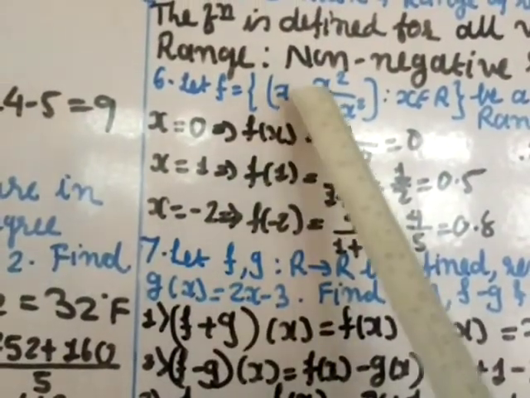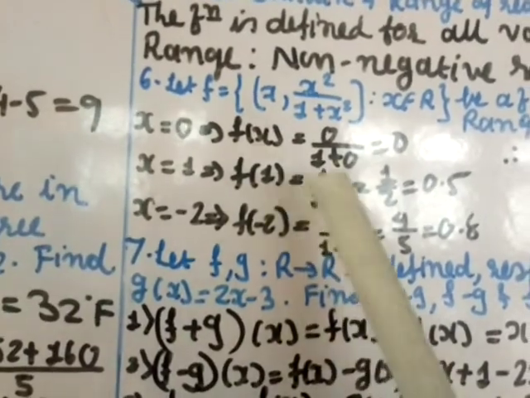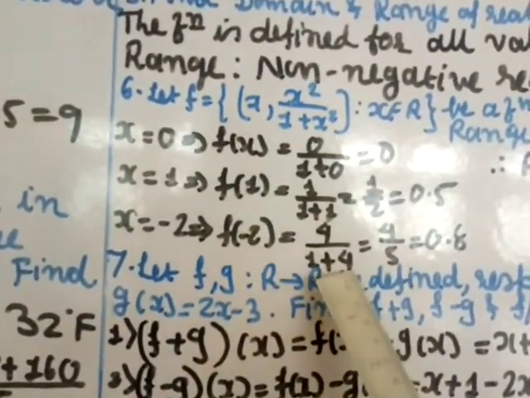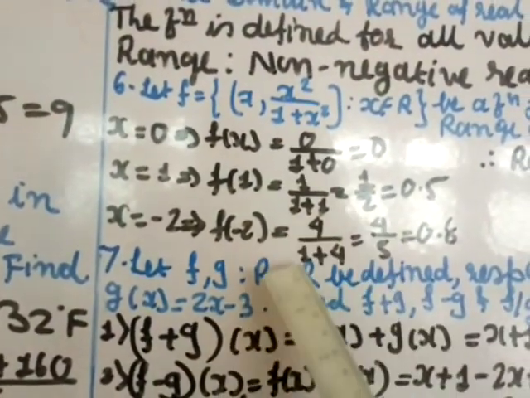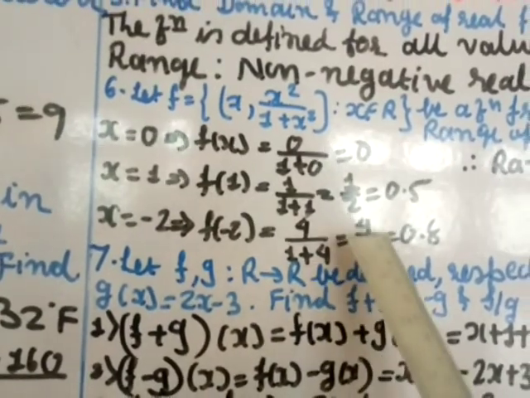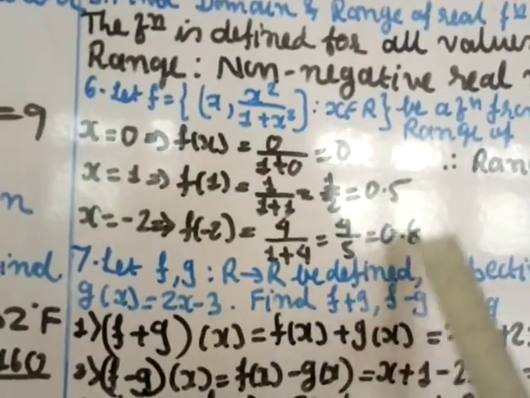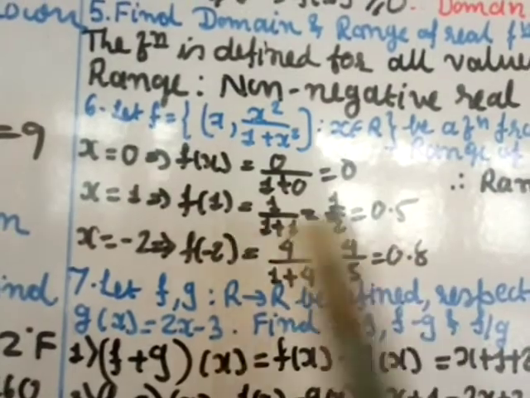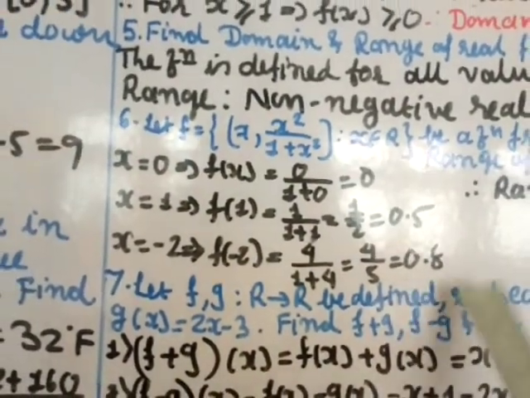So we took minus 2 here. Minus 2 squared is plus 4. 1 plus x squared, that is minus 2 squared, is plus 4. So 1 plus 4 is 5. So you get 4 by 5, which gives you 0.8. Okay, so 0.8.